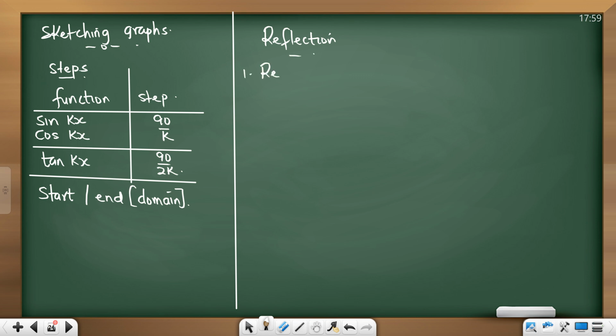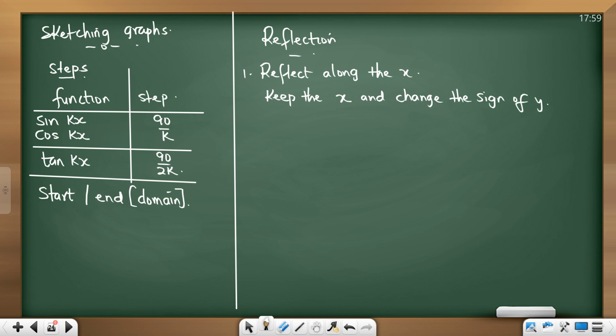for reflection, if we reflect along the x, what do we do? Keep the x, but change the sign of the y. Keep the x and change the sign of y.